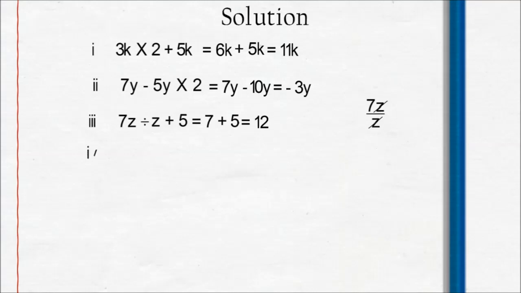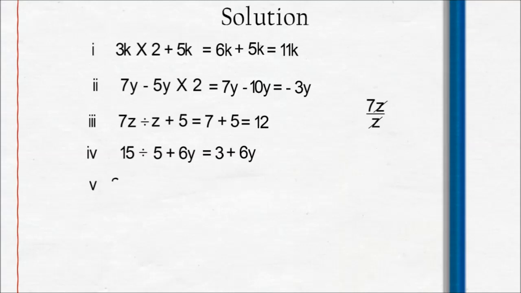In number 4, we have 15 divided by 5 plus 6y. So we carry out the division operation again. 15 divided by 5 is 3 plus 6y. Now this is a number 3 plus 6y. We can't add 3 to 6y, so our answer remains 3 plus 6y.